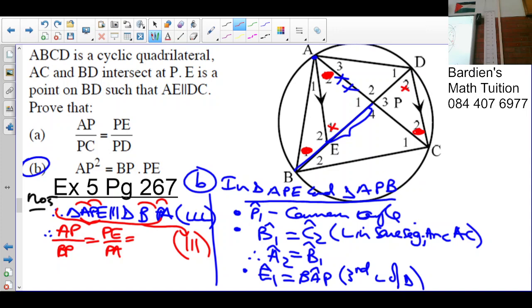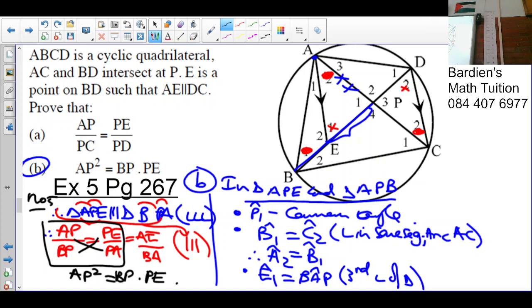So, okay. AP over BP equals PE over PA equals AE over PA. Right, let's go again. They want two APs. So there we go. Can you see that, people? So let's multiply. What's AP times AP? AP squared is equal to BP times PE. And that's what they want. Okay.